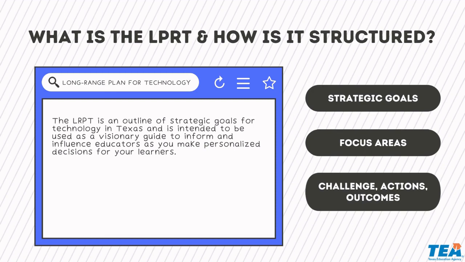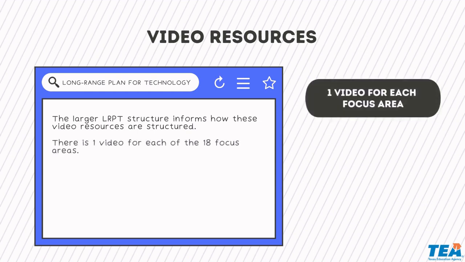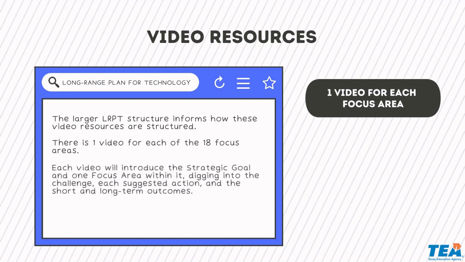The larger LRPT structure informs how to use these videos and how their resources are structured. There is one video for each of the 18 focus areas. This will allow you to watch the videos in order of what's most pertinent for your district. Each video will introduce the strategic goal and one focus area within it, digging into the challenge, each suggested action, and the short and long-term outcomes.